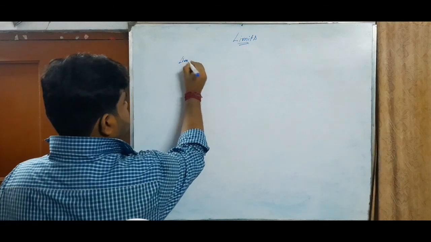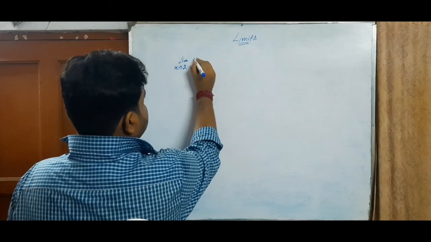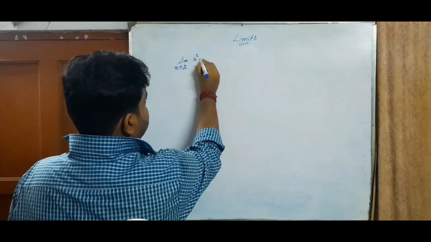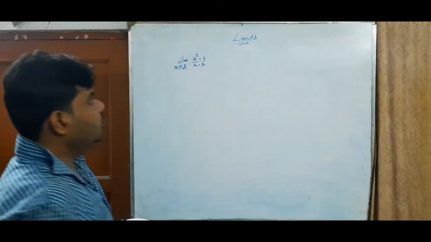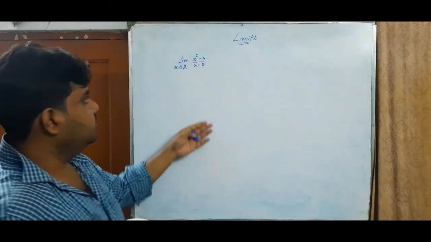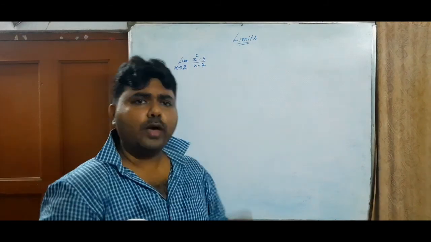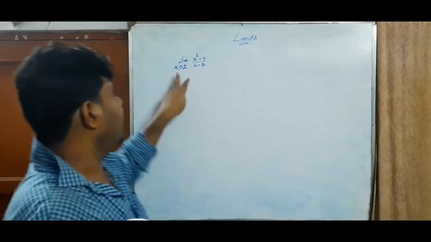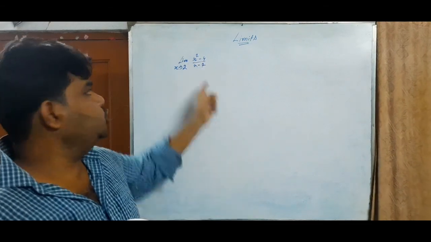Limit x tends to 2, x square minus 4 by x minus 2. So we have learned just earlier that we will just put the value of x over here. Wherever there is x, we will put its value. That is, the value of x is 2, we will just put the value 2 over here.